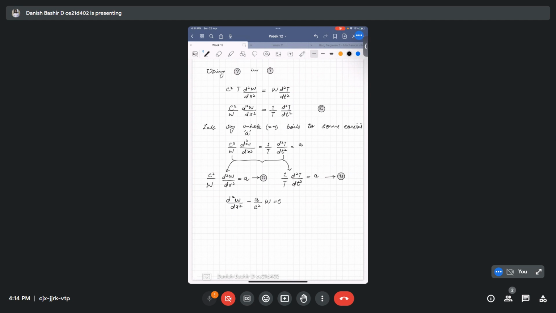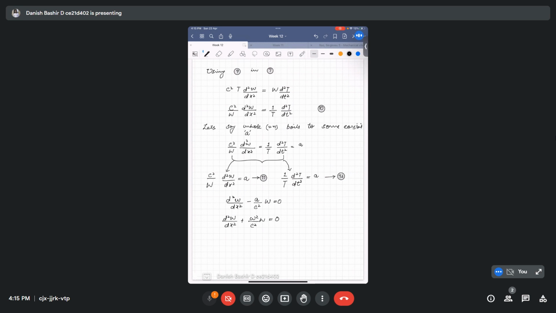Okay, so this is a simple second order linear differential equation. We can write the solution for this. For this we can convert the equation like this: d2 w by dx square plus omega square by c square times w is equal to 0.